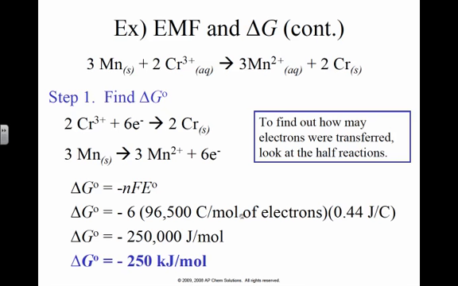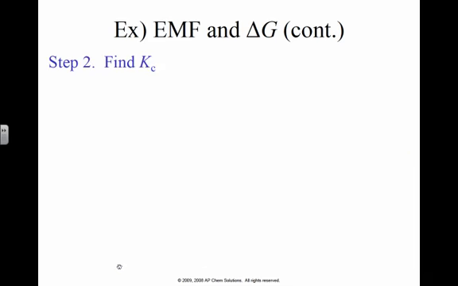Coulombs cancel, moles of electrons cancel, you end up with joules. Okay, it's negative 2,500, or excuse me, 250,000. That's in joules, so the answer is negative 250 kilojoules. And there's your negative telling you it's spontaneous.